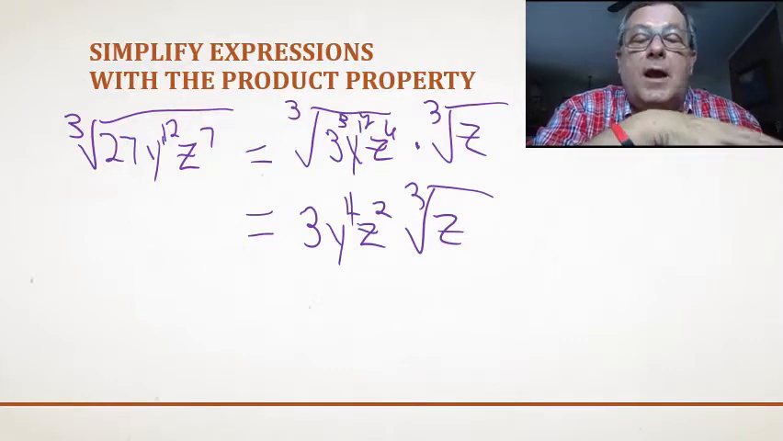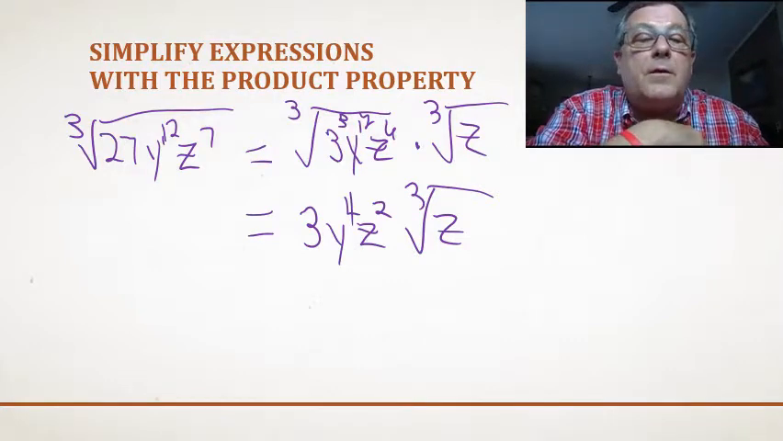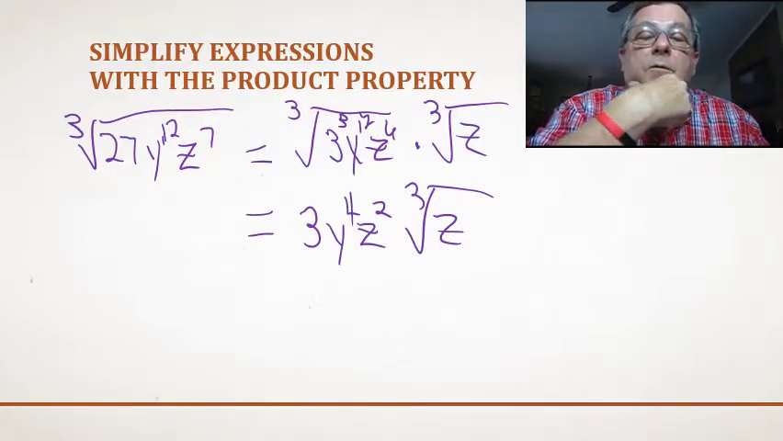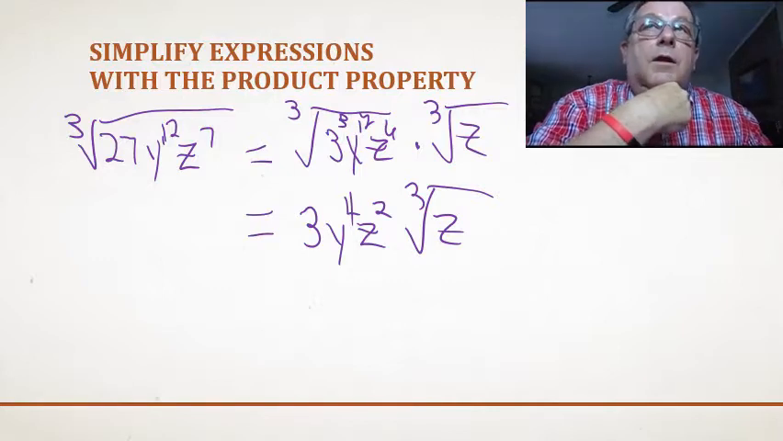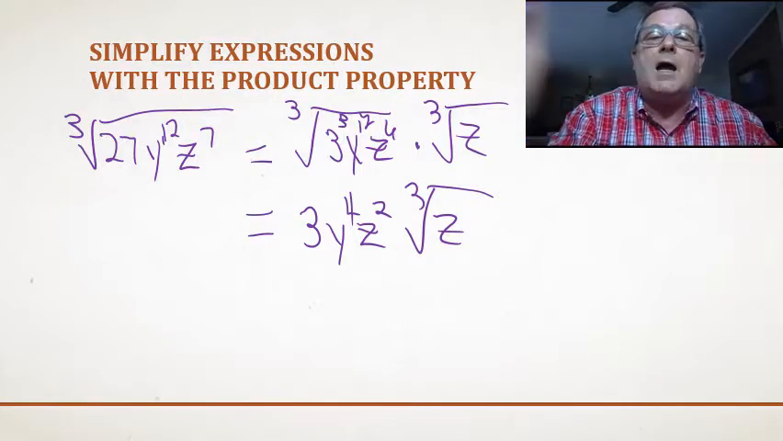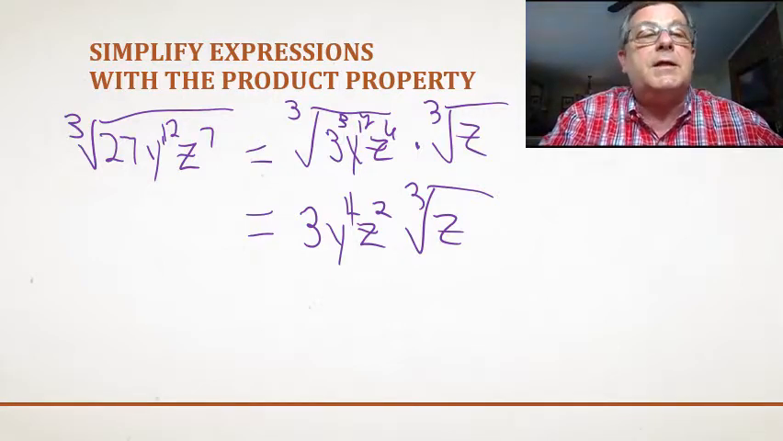The numbers are probably the most difficult part in this, trying to figure out, what is the cube root of 27? What number multiplied 3 times together, 3 times 3 times 3 in this case, would equal 27? Well, it is in fact 3. So anyway, there's a couple of examples of simplifying radical expressions with the product property.